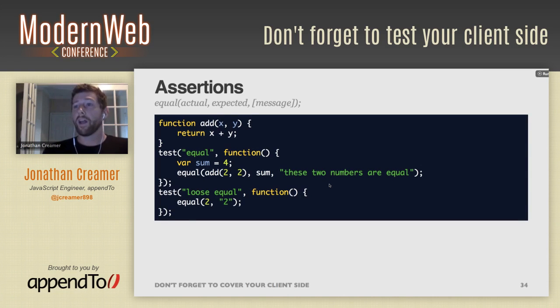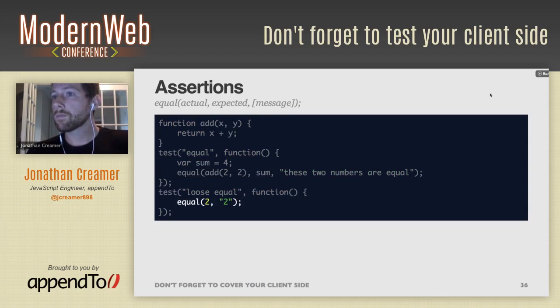I also want to point out that the equal here is loose equality, so the number 2 equals the string 2. Just keep that in mind. This is not triple equals, which would be strict equality. This is loose equality, and there is a strict equal as well. Yeah, there are those two things there.